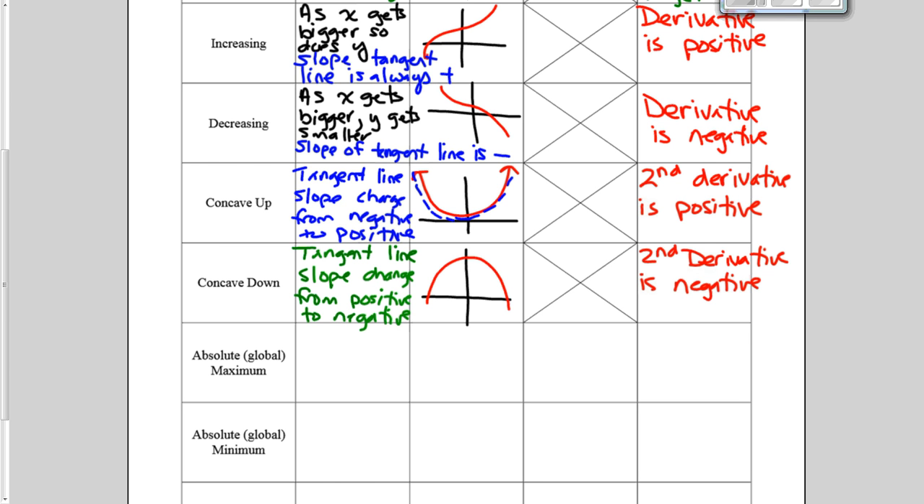The absolute or global maximum. The words absolute and global will be used interchangeably. What that means is literally the biggest y value, and that also means it's the highest point on a graph, the highest place on the graph.